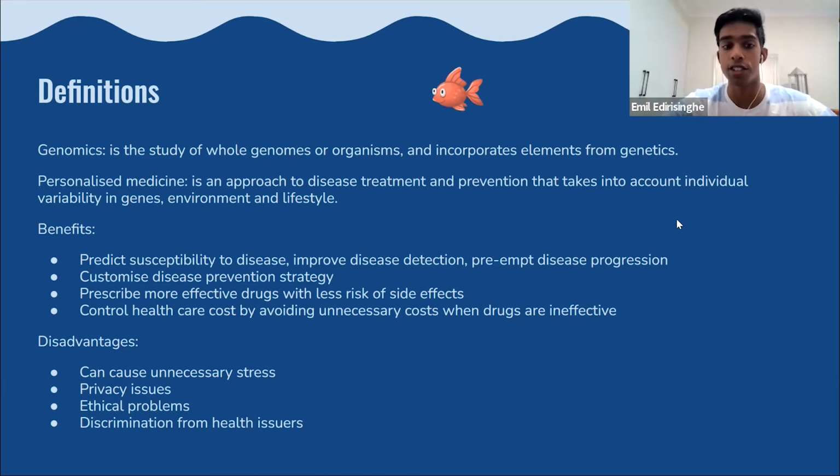But the disadvantages are that it can cause unnecessary stress. Then there are privacy issues and ethical issues. One really big ethical issue with genomics and studying people's genomes is the idea of insurance. Are people required to disclose the genetic information that they have to their insurance companies? And because of that, are insurance companies allowed to charge them extra premiums if they know that someone is more likely to get heart disease or something like that?